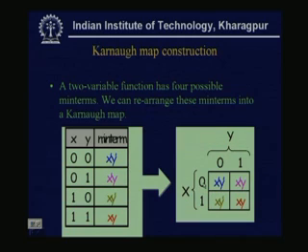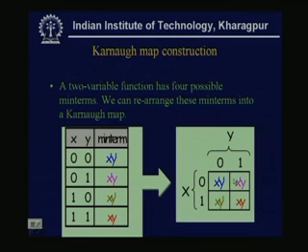So, x can take either 0 or 1. Similarly, y can take either 0 or 1. Now, when x y is 0 0, the min term is x bar y bar. So, here in this table x is 0, y is 0, that means the min term x bar y bar is m 0.